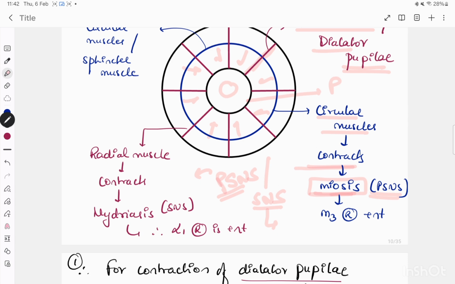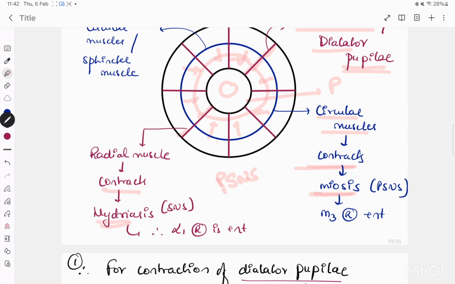So which receptor needs to be present? M3 receptor is present. Where was the M3 receptor present? On smooth muscles, right? So you can remember that on circular muscles, the M3 receptor is present. And then on the radial muscle, if the radial muscle contracts, what happens? These muscles will get shorter in length, because of which the pupil will dilate and become bigger.